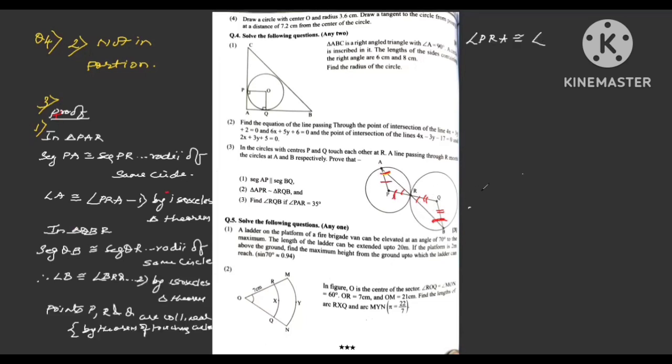Angle PRA is congruent to angle BRQ, not by anything else, by vertically opposite angles. The reason is very simple, vertically opposite angles. And this is statement number 3.